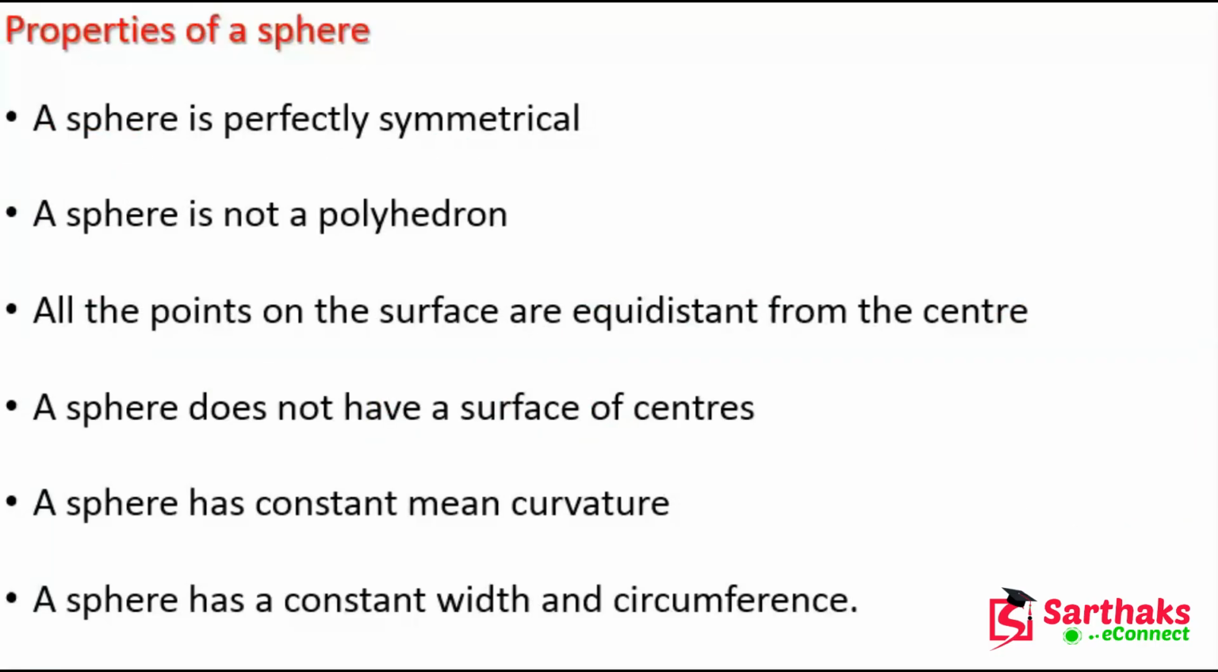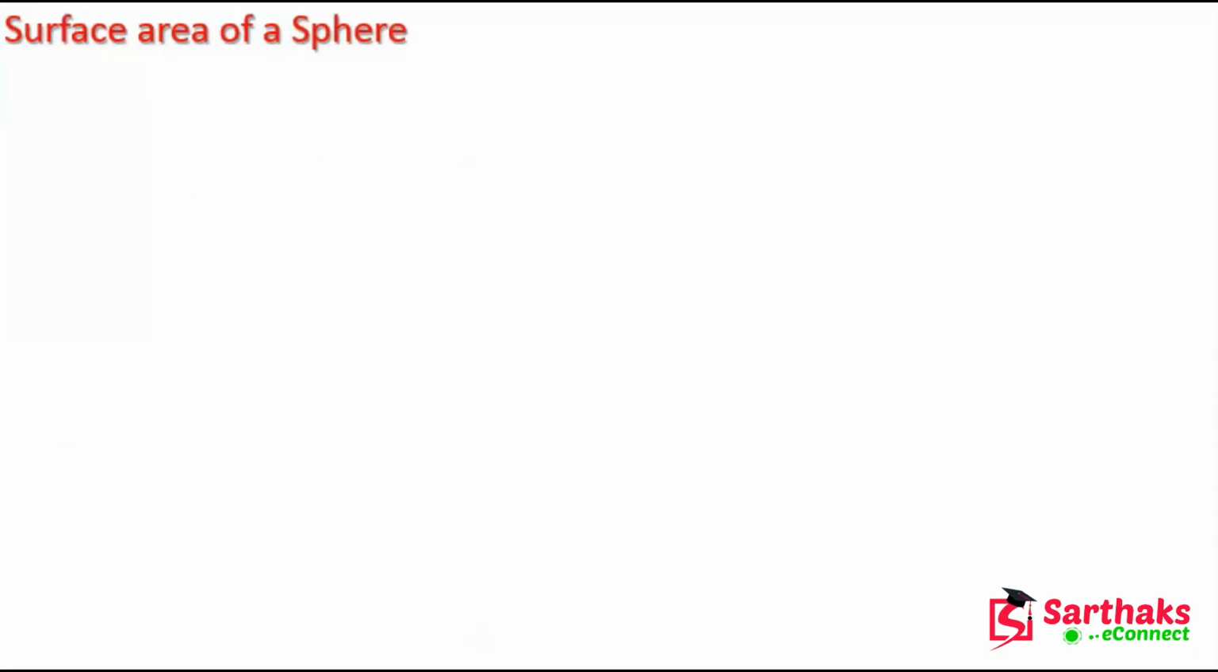Now let's see the properties of a sphere. A sphere is perfectly symmetrical. A sphere is not a polyhedron, which means it has no flat surface. All the points on the surface are equidistant from the center, and this distance is called the radius. A sphere has constant mean curvature, and a constant width and circumference. I hope you get this point. Now let's see the surface area of a sphere.